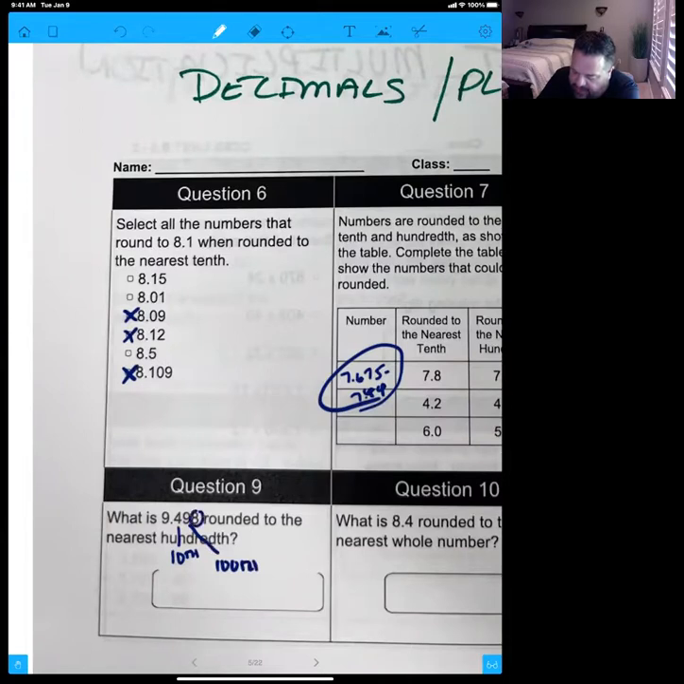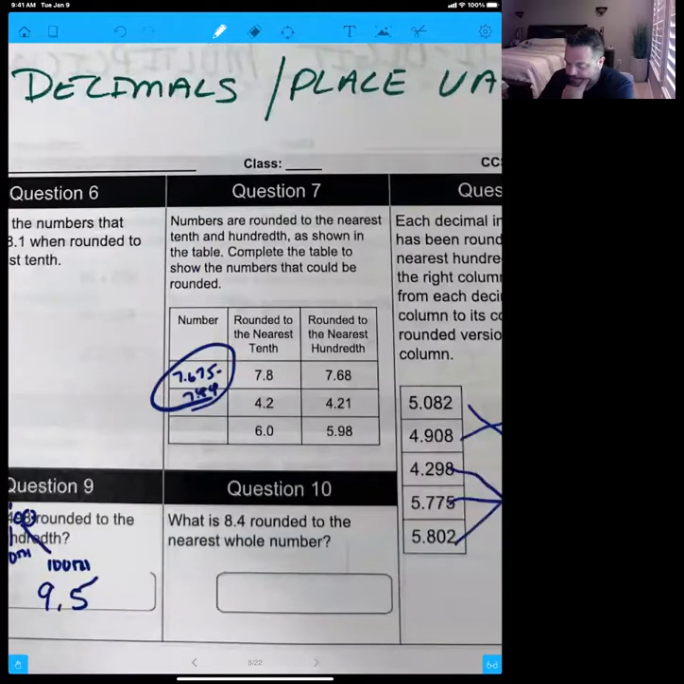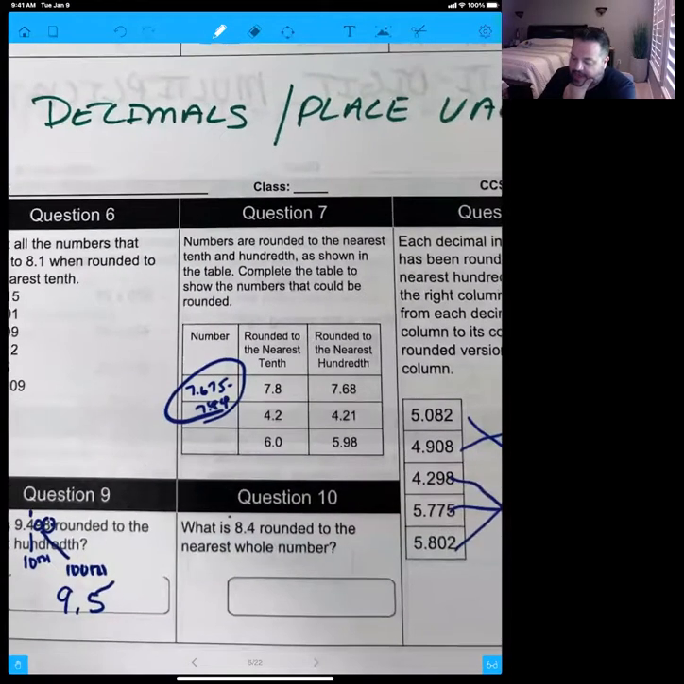You need to look at this 8. Well, this 8 is going to make this 9 go up to a 0, which means you're going to carry another one over. So the actual answer for this is going to be 9.5. And you'll see that in a multiple choice question, and they'll give you those choices. But once the 9 gets rounded up, it's got to go over into the tenths place. So that one's the tricky one, right? You got to pay attention to that regrouping, move it over. And do number 10. Whole number. You got to remember whole number means the ones place, right? So your answer for that is 8. All right, that's page 5.